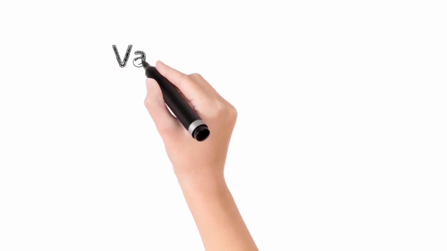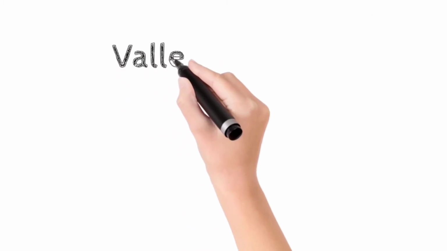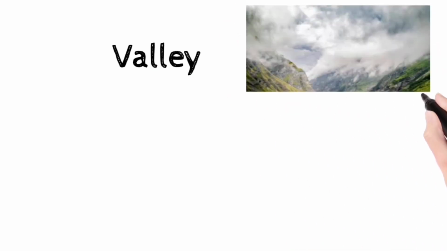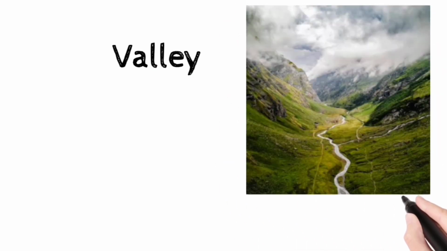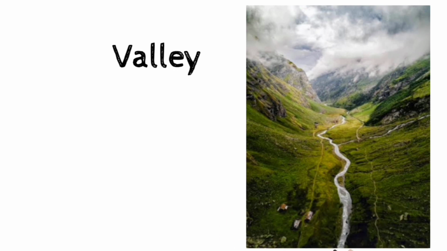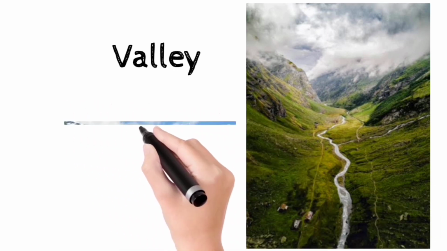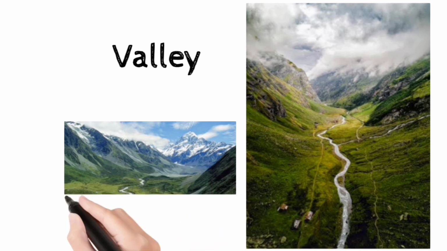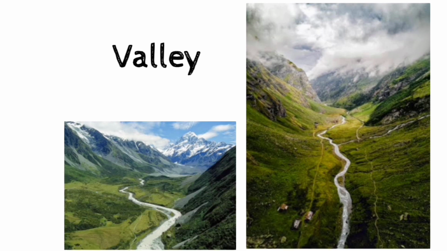Now let's see valleys. A valley is a long depression between highlands. V-shaped valleys are found in the upper course of rivers in the mountainous regions where the rocks are relatively soft. On a map, it is shown by close spacing of the contour lines to indicate the steepness of the sides.